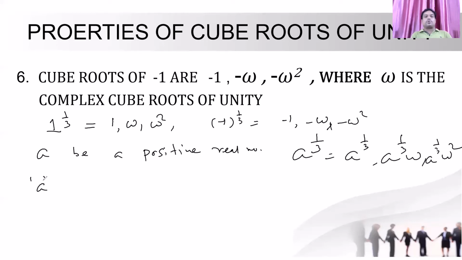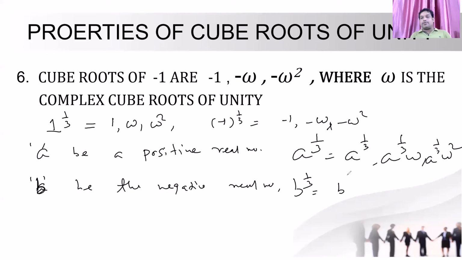Similarly, suppose B is a negative real number. Then B's cube root will be what? B's cube root will be B to the power 1 by 3, B to the power 1 by 3 omega, B to the power 1 by 3 omega square. So this is the answer. Or we can write it in this way also.